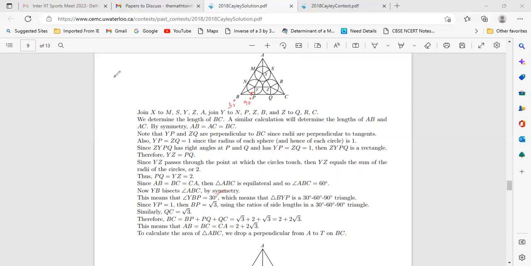And we know that the sum of all the angles of a triangle is equal to 180 degrees. If you substitute the values accordingly, you're going to have the value of y as 60.